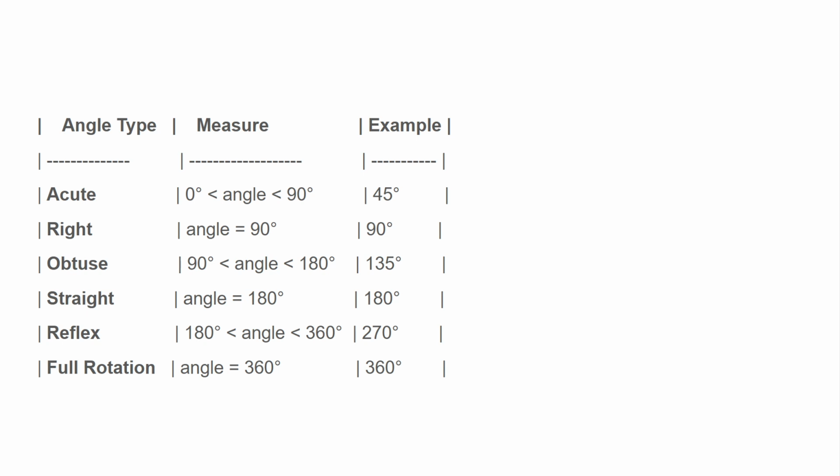A reflex angle lies in between 180 degrees and 360 degrees. For example, 270 degrees. And a full rotation, or a perigon, as I also have called it, is an angle that equals exactly 360 degrees, where 360 is the only example.